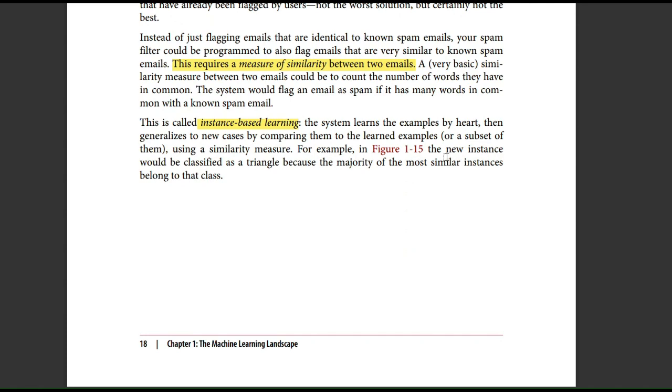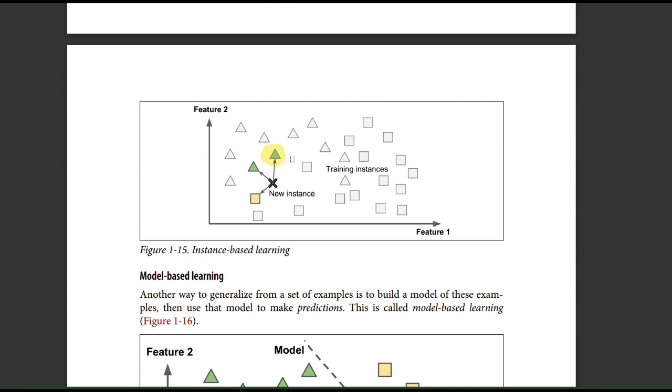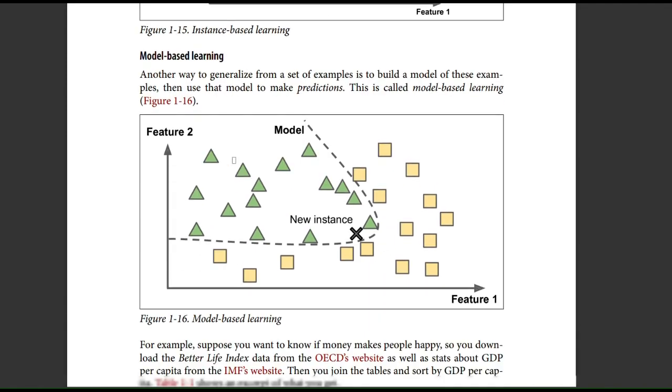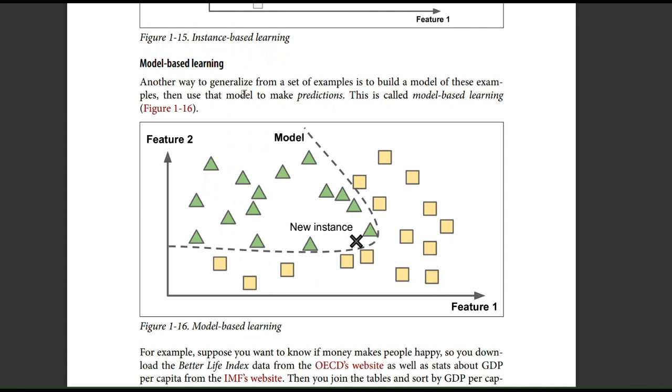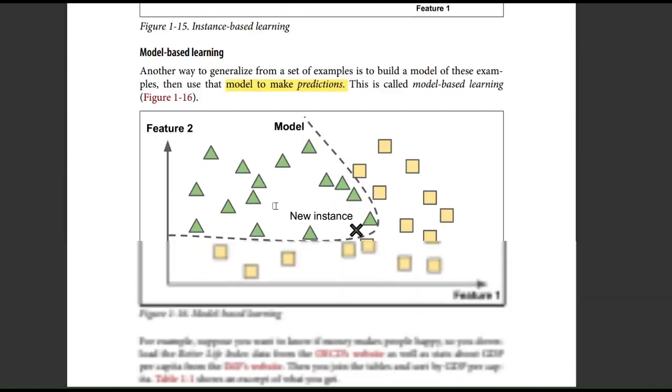This is again not the best example because it is not able to generalize to the new instances that are provided to the machine or the algorithm. For example, in this figure that we just saw, the new instance would be classified as a triangle because the majority of the most similar instances belong to that class. So, for example, this is a new instance, and the majority of this class consists of these identicals. So that is classified as triangle.